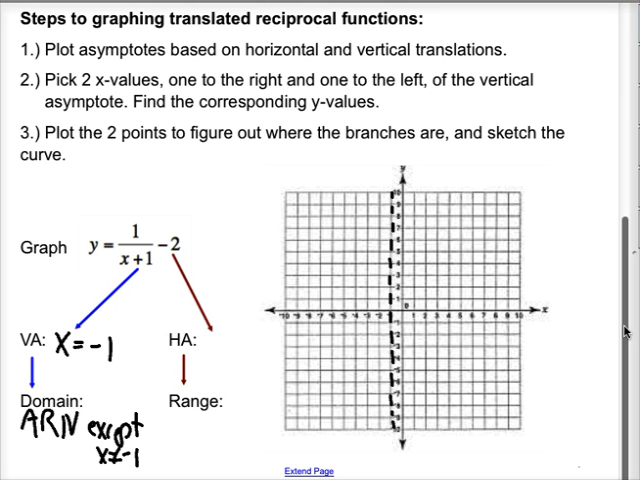My horizontal asymptote, well, again, note there that -2 at the end. So that means I have a horizontal asymptote at -2. Remember, that's shifting it 2 down. All right? And so the horizontal asymptote will follow that shift downward. And again, the range will be all real numbers, except y will not be able to be -2.